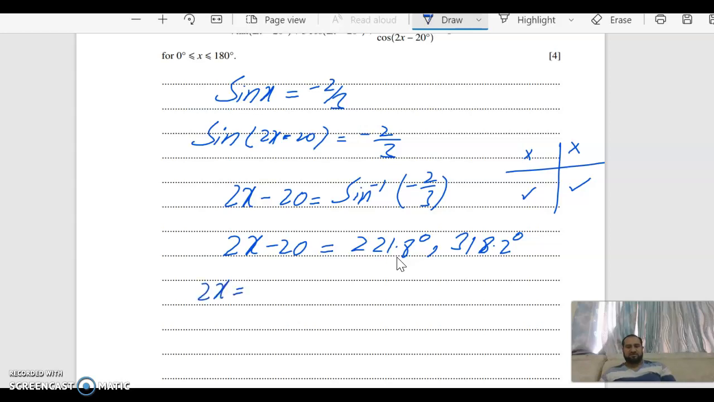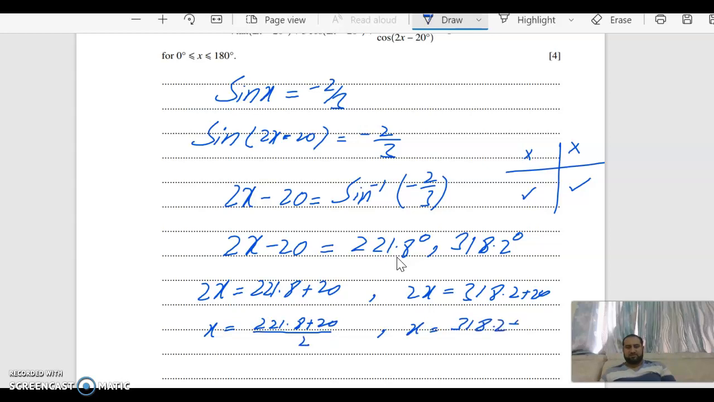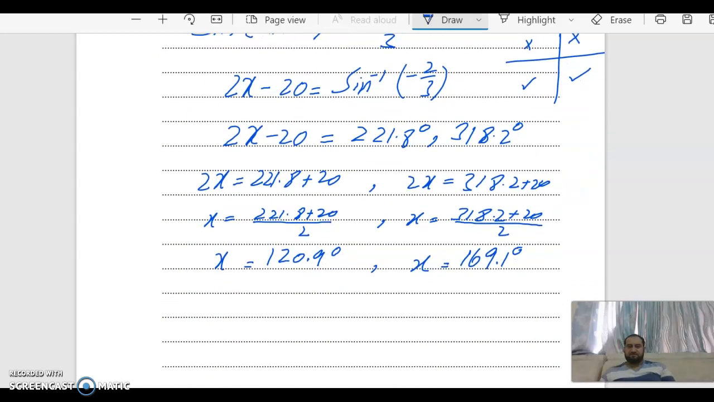So 2x is equal to 221.8 plus 20, and 2x is equal to 318.2 plus 20. Which means x is equal to (221.8 plus 20) divided by 2, and x is equal to (318.2 plus 20) divided by 2. Again, using the calculator we can come up with the final answer. We'll get 120.9 degrees and 169.1 degrees.